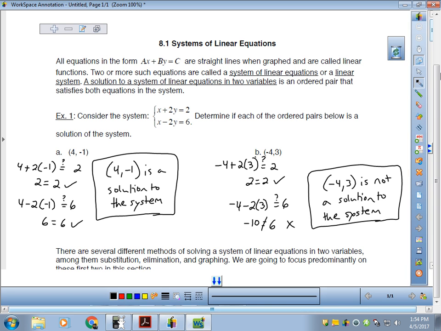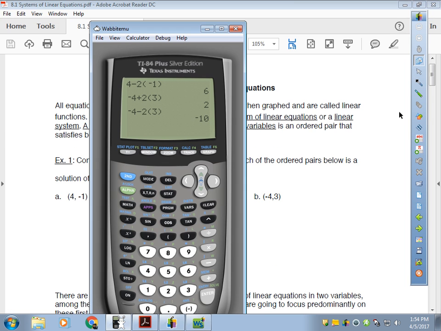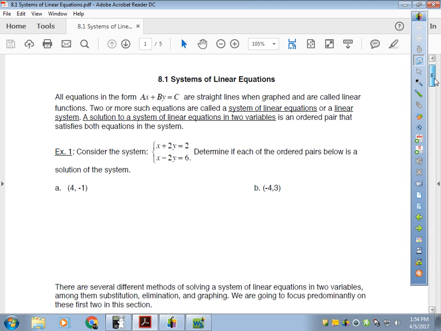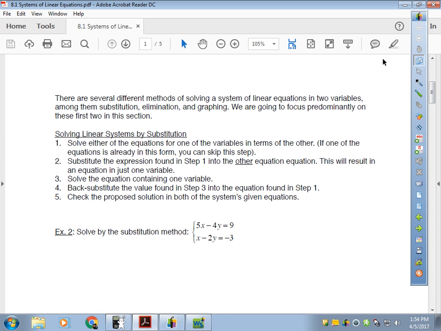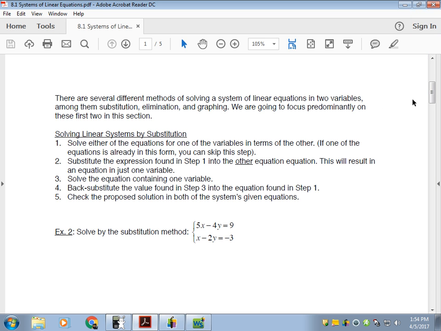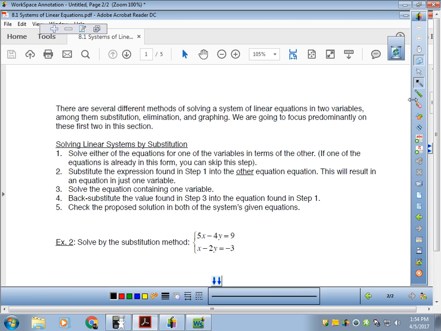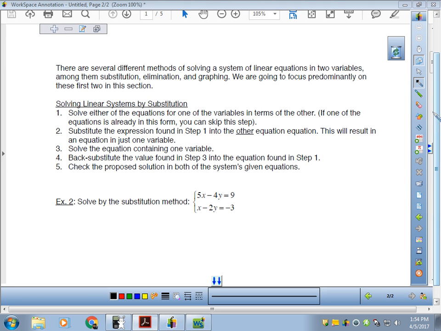Now, how do we find these solutions to the systems of equations? Well, there's actually a number of different ways you can do it. I've listed 3 of them right here: elimination, substitution, and graphing. We're going to focus primarily on substitution and elimination because those are the 2 easiest strategies and most frequently used strategies for solving these systems of equations. So let's start with substitution.